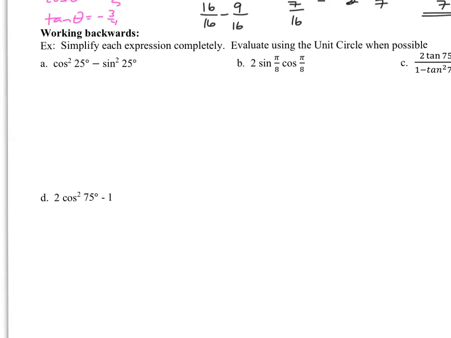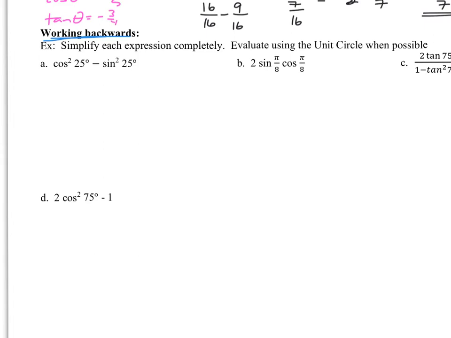Let's finish with some working backward problems. We did this before. It's the same kind of idea. I'm going to give you an expression that's an expansion of one of the double angle formulas. Your goal is to decide which one it is and condense it down to one term, and then evaluate with the unit circle if it's possible.